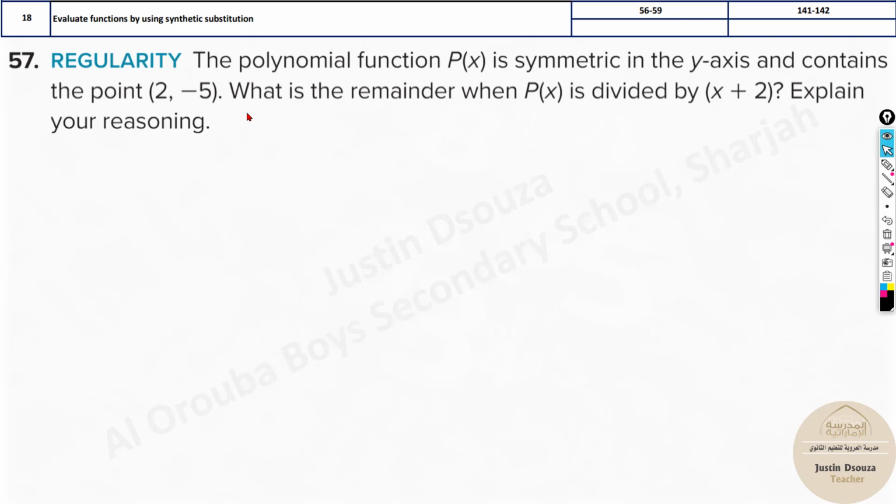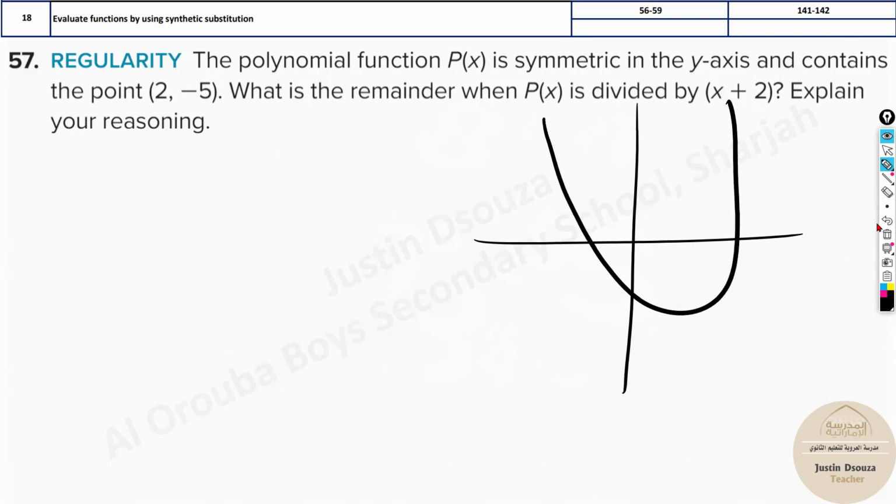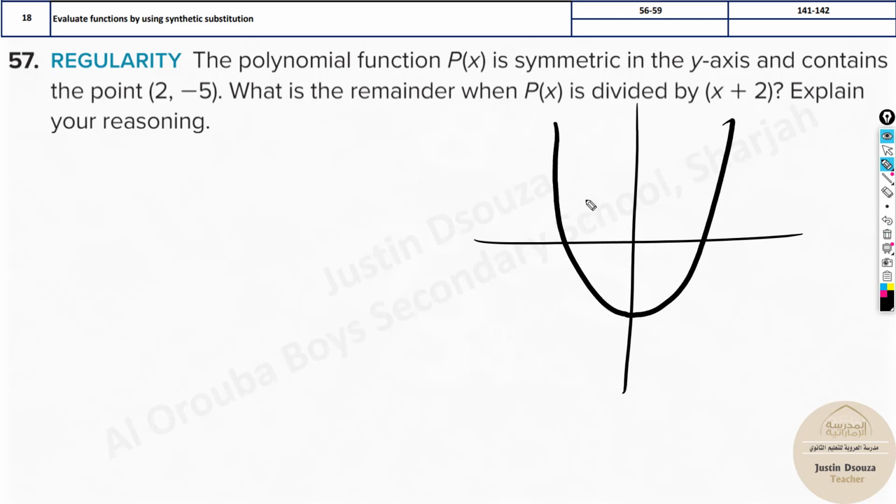Same thing. Okay, now this is a reasoning problem. The polynomial function p of x is symmetric in the y-axis. Okay, let's do a simple thing. I will assume it's symmetrical along the y-axis. This must be a quadratic, something like this. I will just draw a graph like this. Okay, that is not at all symmetric. Symmetric along y-axis means it will be like this, and it's symmetrical. Okay, equal shape. And contains the point 2, minus 5.